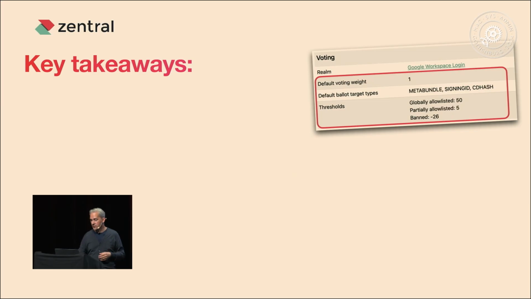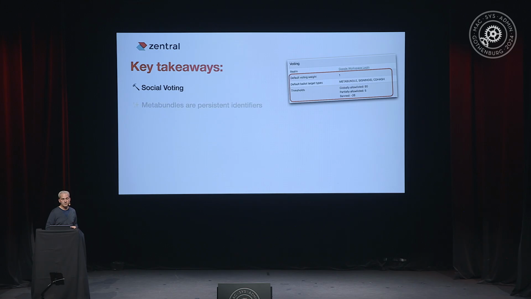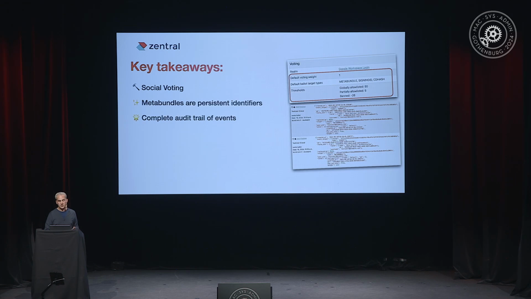Let's go over what we've just seen in our second demo. It works. Zentral successfully created user-bound exceptions. We use meter bundles, so we don't have to do this over and over again. And as always in Zentral, you get the events that each status change in the voting system creates. And there's a complete audit trail of events.